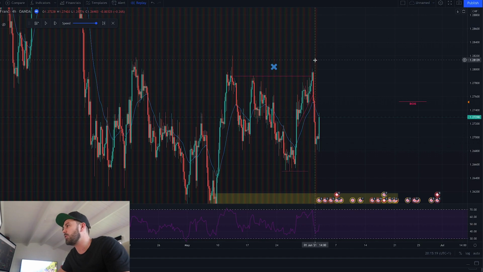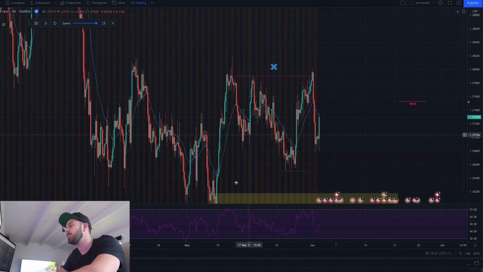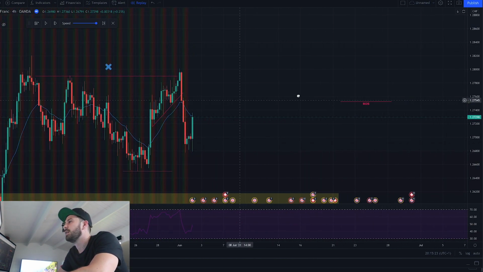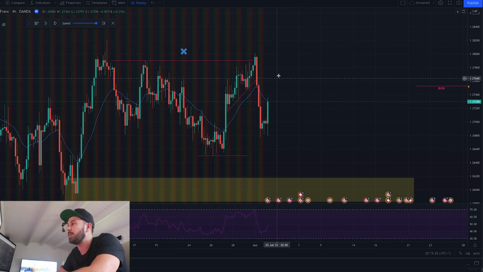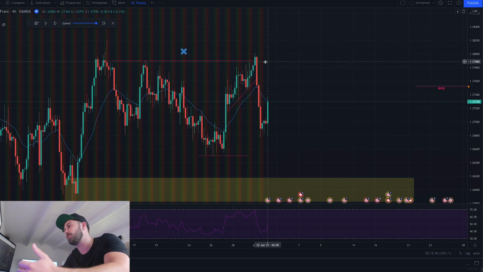And they took out the sellers, right? So people who are selling this market have now been taken out. Now, where's price going to go? Price is now taking out people who are buying the market. So what caused that move to happen? Is this candle here, okay?